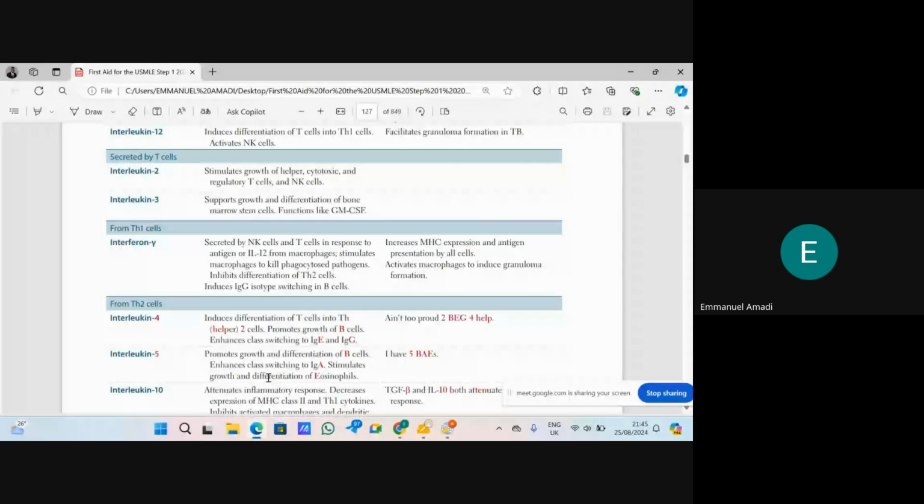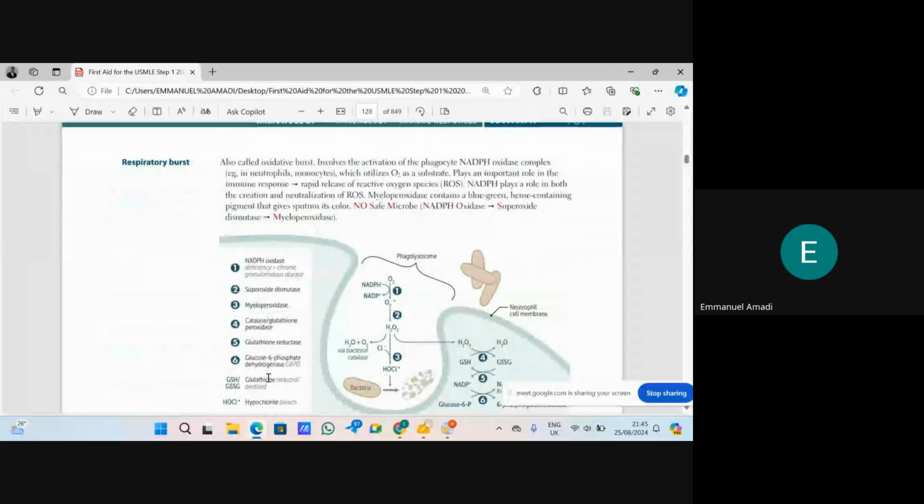Now, let us move on. This is the respiratory burst. This is a very important pathway. I just have to laugh because there's a lot in this respiratory burst. When you look at chronic granulomatous disease, this is the foundation of it. If you miss it out at this point, you will definitely miss out the entire chronic granulomatous disease.